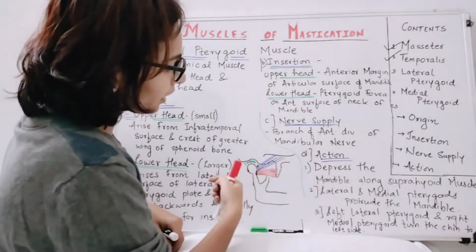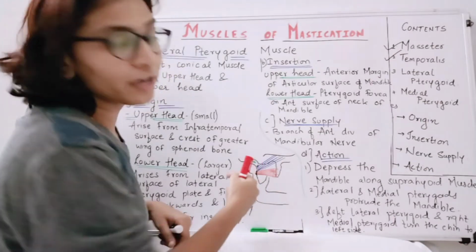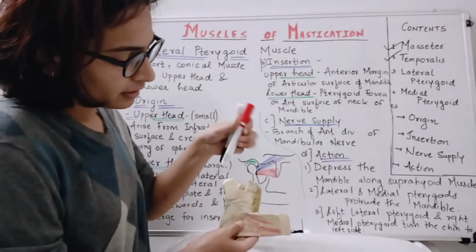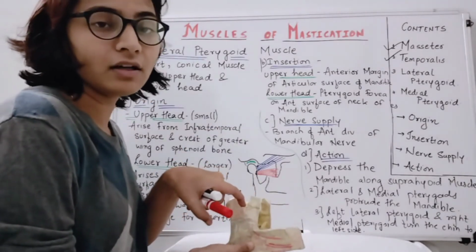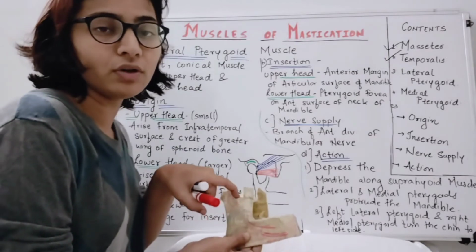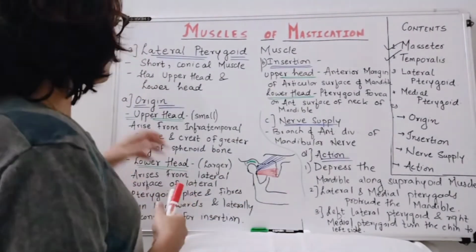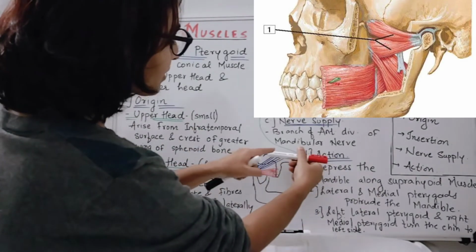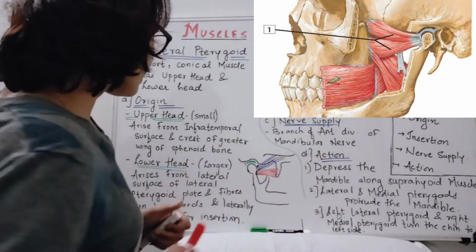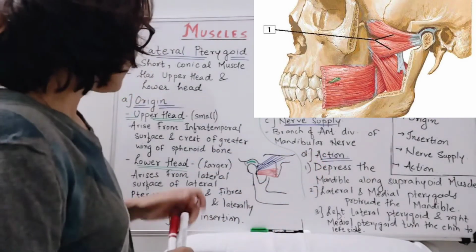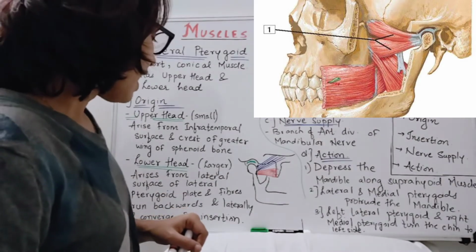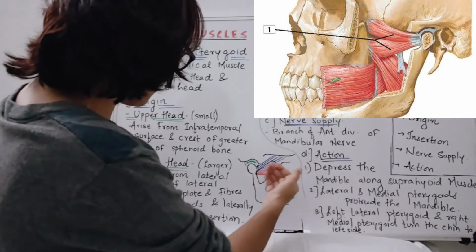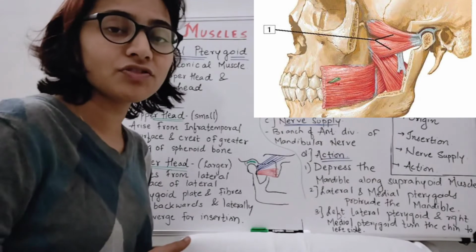And next point is the lower head. Lower head is inserting in the pterygoid fovea of the neck of the mandible. This is the mandible and this is the condylar part. And here is the pterygoid fovea where the lower head of the lateral pterygoid muscle is going to attach. So now let's see it in detail. First is origin. Upper head. Upper head is small, arises from the infratemporal surface and the infratemporal crest of the greater wing of sphenoid bone. Next is lower head. Lower head is larger, arises from the lateral surface of lateral pterygoid plate, and fibers run backwards and laterally and converge for the insertion.